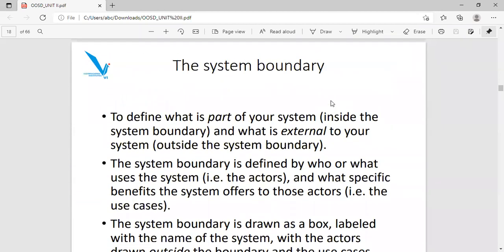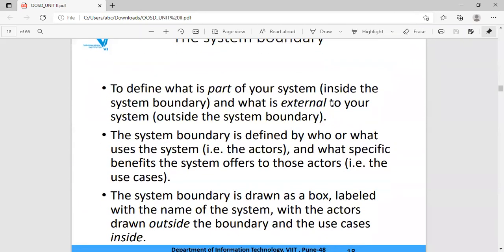When I consider system boundary, what exactly does it mean? Whenever we consider the system boundary, we define what is a part of your system. That means what is defined inside the system boundary is the part of your system. And what is external to your system is outside the system boundary. We have to understand this system boundary, where we define the inside of the system boundary, and we define your external part as the outside of the system boundary.